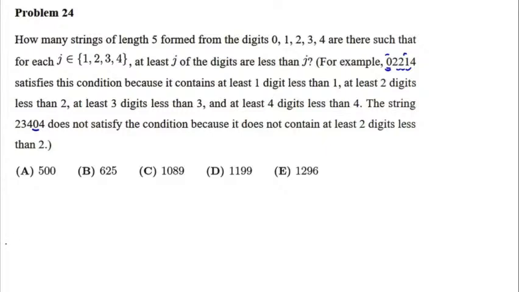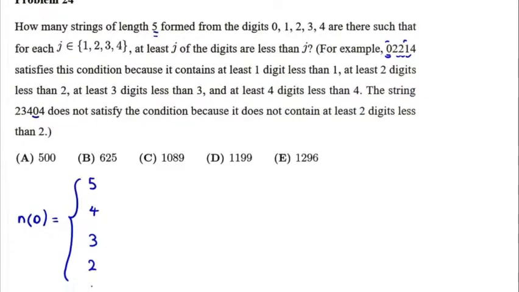For example, here, I consider the number of zeros. I say the number of zeros because the length is 5, it can be 5, 4, 3, 2, and 1. If you have 5 zeros, only one string is good: 0, 0, 0, 0, 0, and the answer is 1.